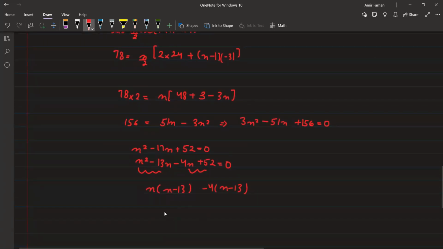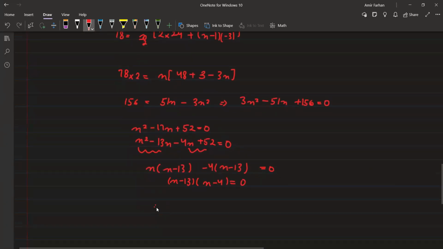Okay. So n minus 13 and n minus 13. So n minus 13 will be taken out common, and n minus 4 is equal to 0. Now either the value of n will be 4 or n will be 13. So both the values are correct. I hope it's clear to you. Yes, sir. Either the value of n should be 4 or the value of n should be 13.